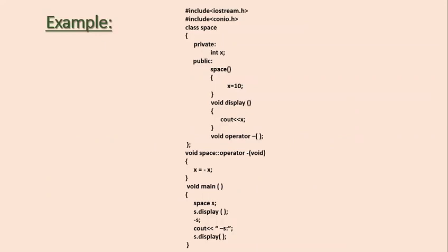See, here class space is there. Inside the space, one data member is there, that is X. Then I have created one constructor to initialize X equal to 10. No need to use a constructor, you can use a normal member function, like get data, to accept the data from the user, that is also okay. There is no relation between the constructor and operator overloading.